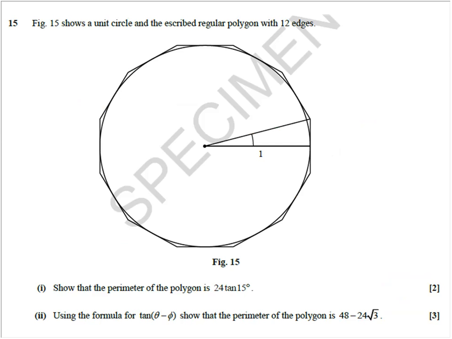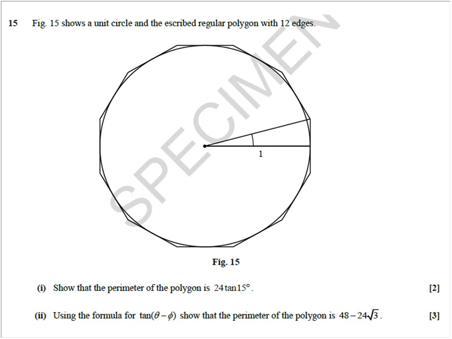Here's question 15. For part 1, we're working with a 12-sided regular polygon. We've looked at the inscribed polygon in the text, and now we're looking at the described one to show that its perimeter is 24 tan 15. Again, there's a little bit of thought there, but I don't think that's too hard. Whereas part 2 is a bit trickier. I'd definitely say there's some thinking to do there.